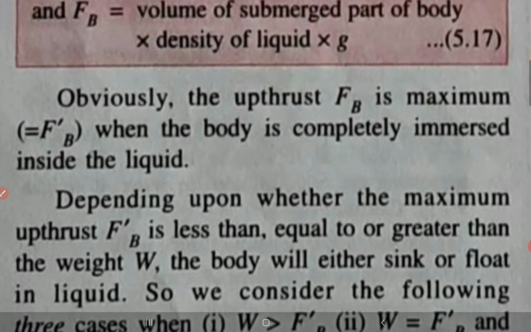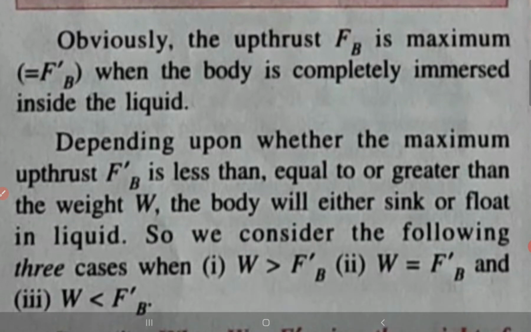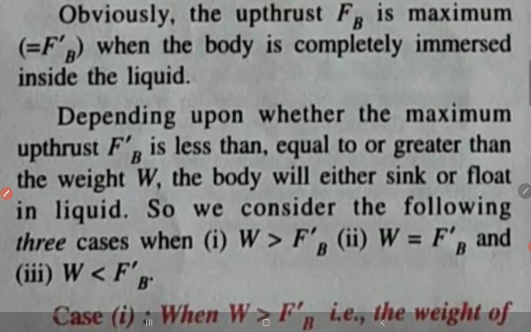So depending upon whether the maximum upthrust, that is Fb dash, is less than, equal to, or greater than the weight, the body will either sink or float in the liquid. So we consider the following three cases. Case 1, when the weight of the object is more than the total upthrust. Number 2, when the weight of the object is equal to the upthrust. And number 3, when the weight of the object is less than the upthrust.